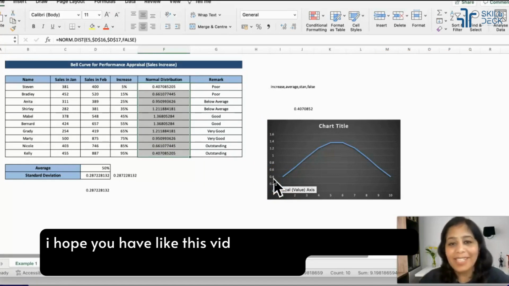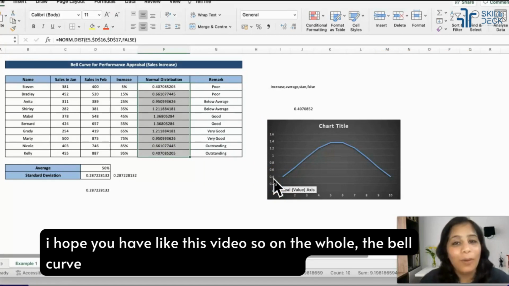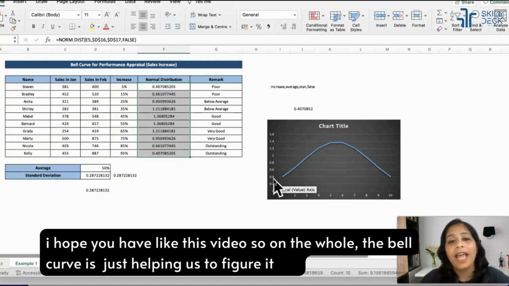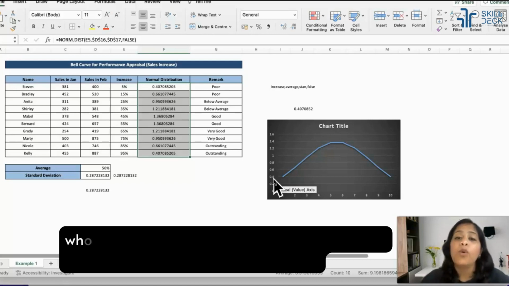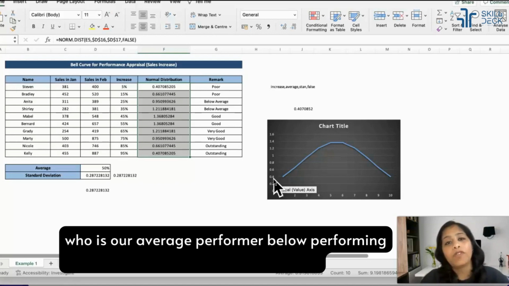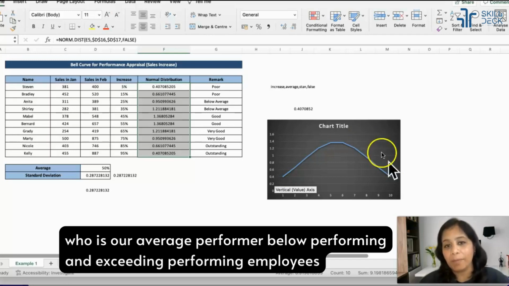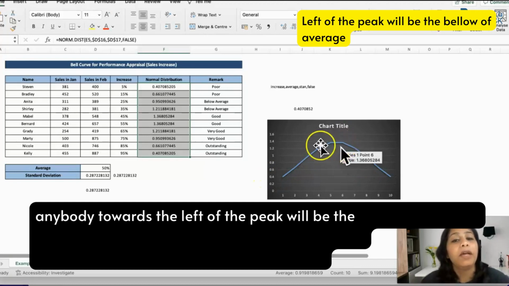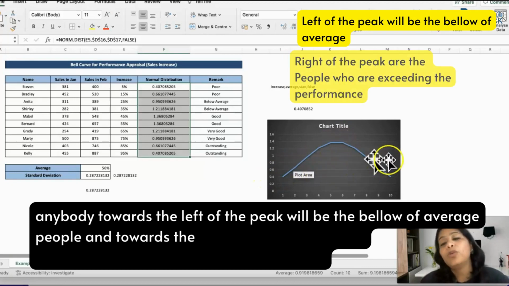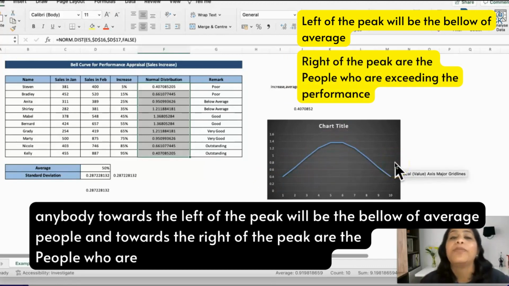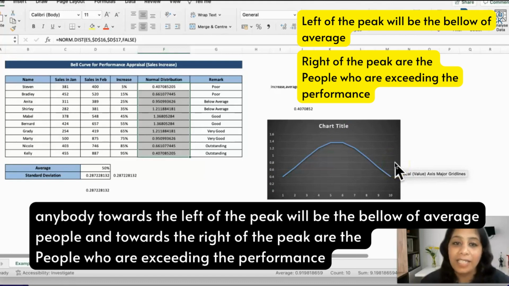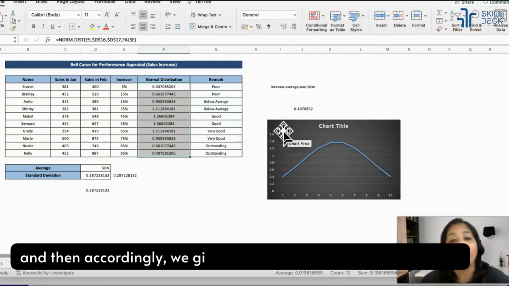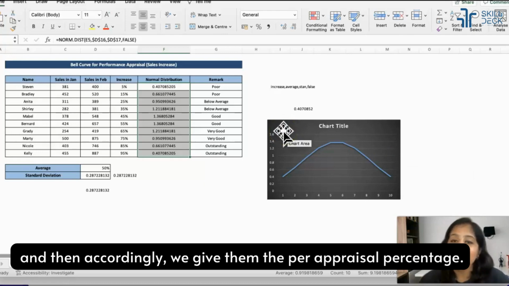I hope you have liked this video. On the whole, the bell curve is just helping us to figure out who is our average performer, below performing, and exceeding performing employees. Anybody towards the left of the peak will be the below average people, and towards the right of the peak are the people who are exceeding the performance, and then accordingly we give them the appraisal percentages.